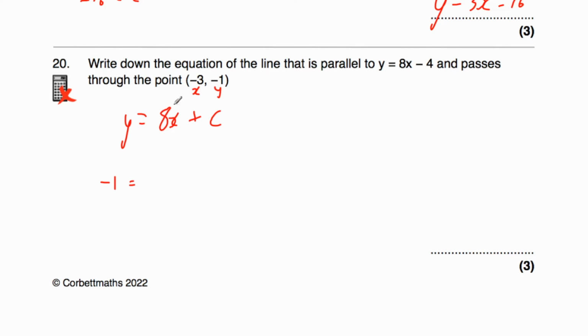Well, 8 times 3 is 24, so 8 times -3 would be -24, plus c. Now we want to find c, so we want to get rid of this -24. So let's add 24 to both sides. So add 24 and add 24.